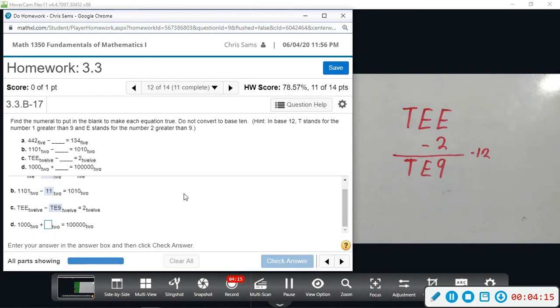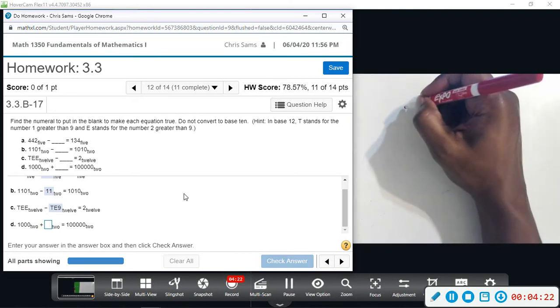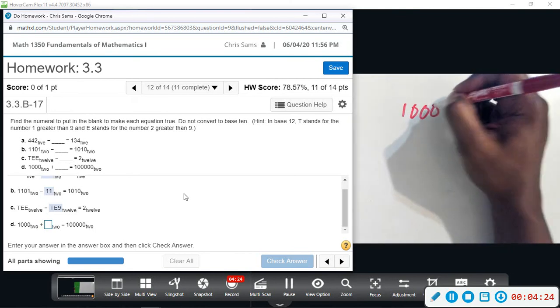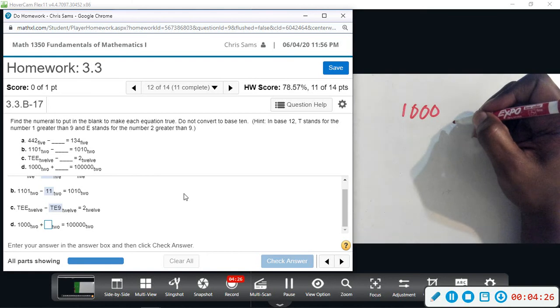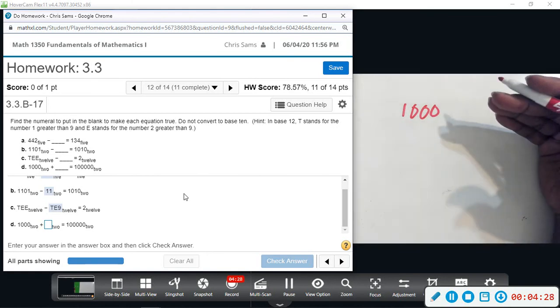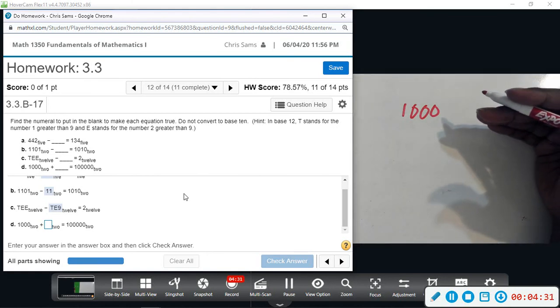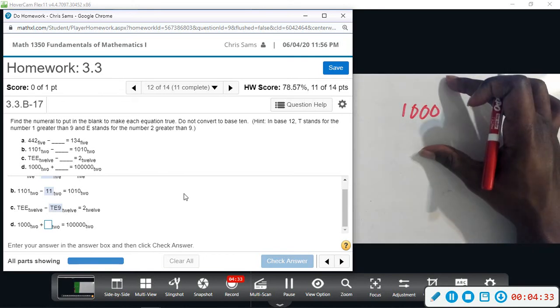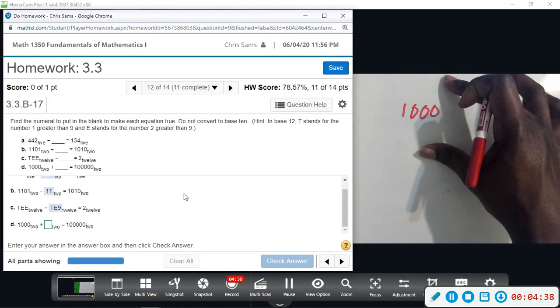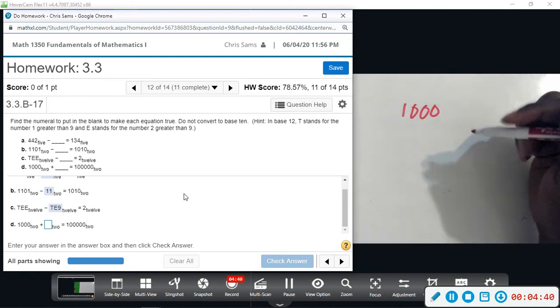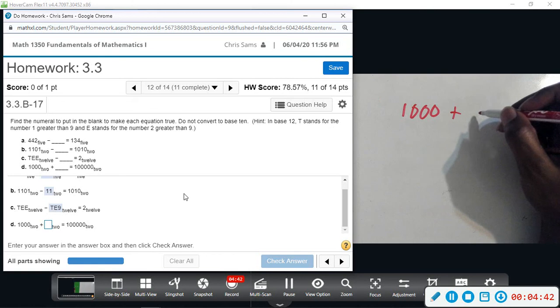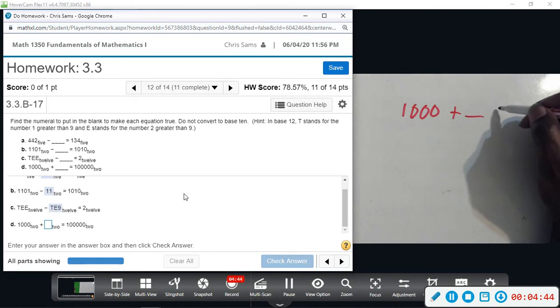And then D, we're also in base 2. And so we're going to do 1,000 in base 2, and we're going to add something to get, was it 10,000, 100,000? So this plus something equals 100,000.